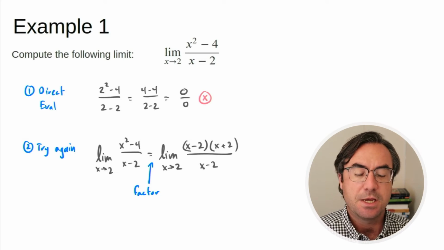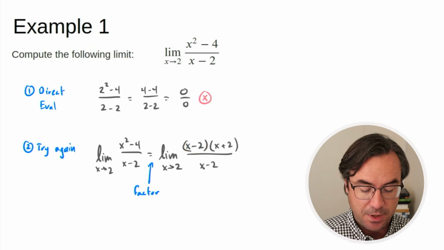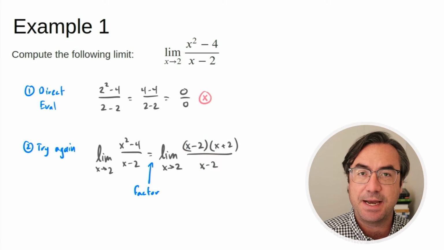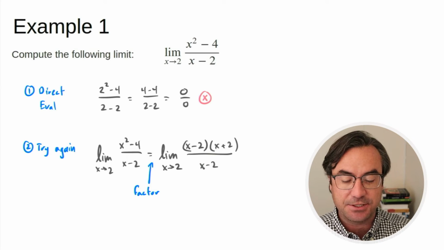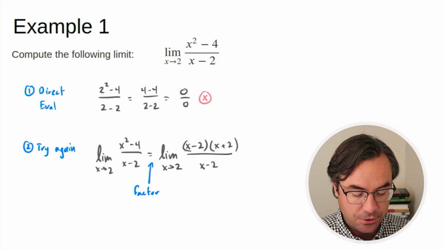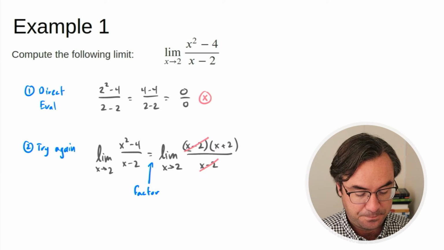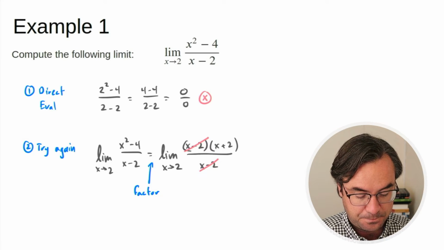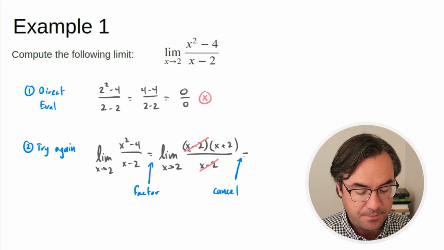All right, so the top here has x minus 2. The bottom here has x minus 2. Next step, we're going to get rid of those. We're going to cancel them out. So these would cancel. So that's our next step. Cancel those out of there. And what we're left with, after we do that, is just x plus 2.